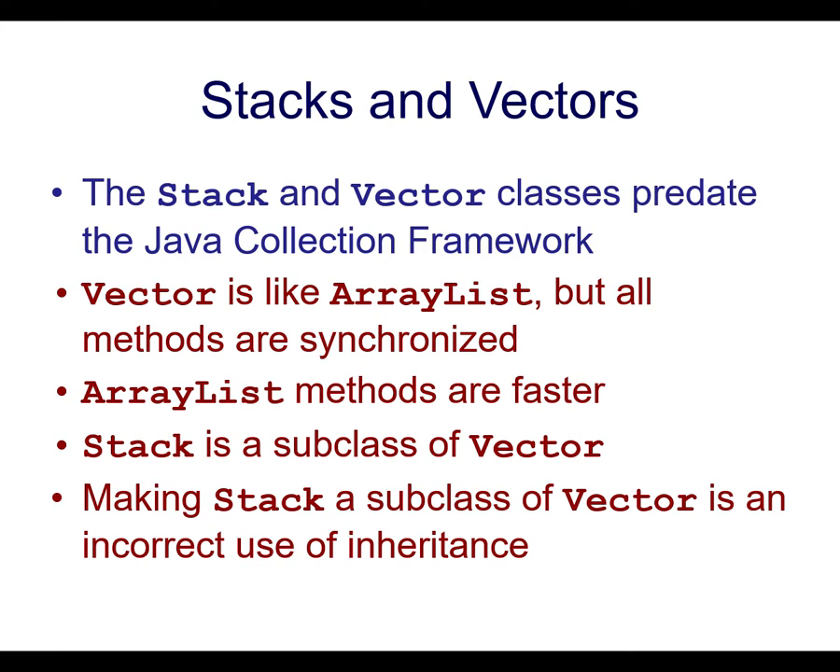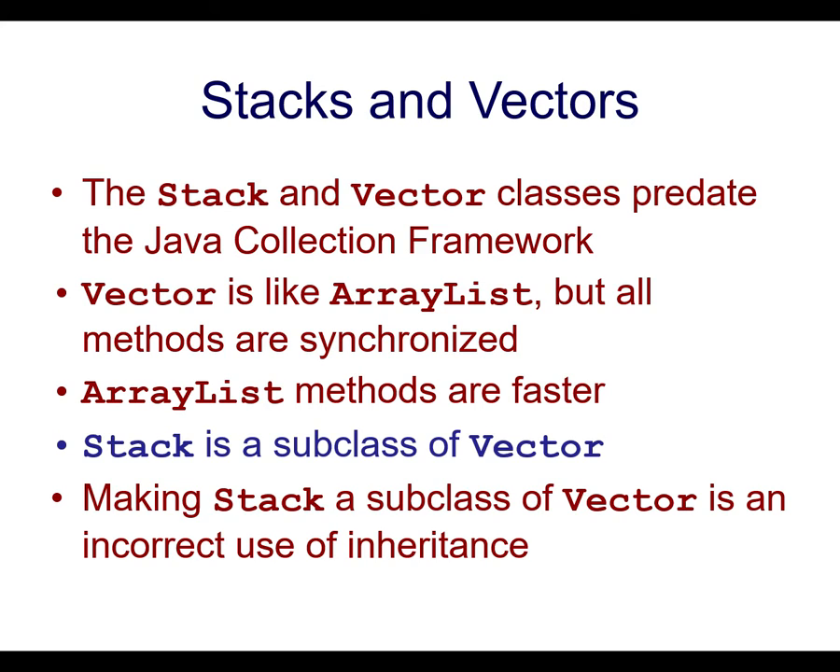Both classes predate the Java Collection Framework and have been in the language since the very first version. The vector class is like ArrayList, but all methods are synchronized. Synchronization is only needed with multi-threaded programs, a topic we have not yet discussed, which is why we have been using ArrayLists exclusively. Because no synchronization is involved, the methods in the ArrayList class are slightly faster. The stack class is a subclass of vector.